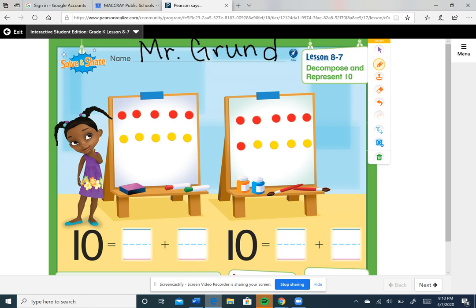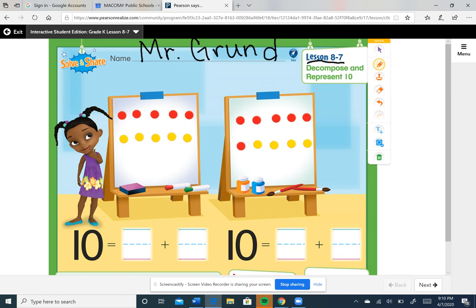All right, kindergarten, welcome back for another day of math. And today we are working on lesson 8-7, and we're going to be adding numbers up that equal to 10.